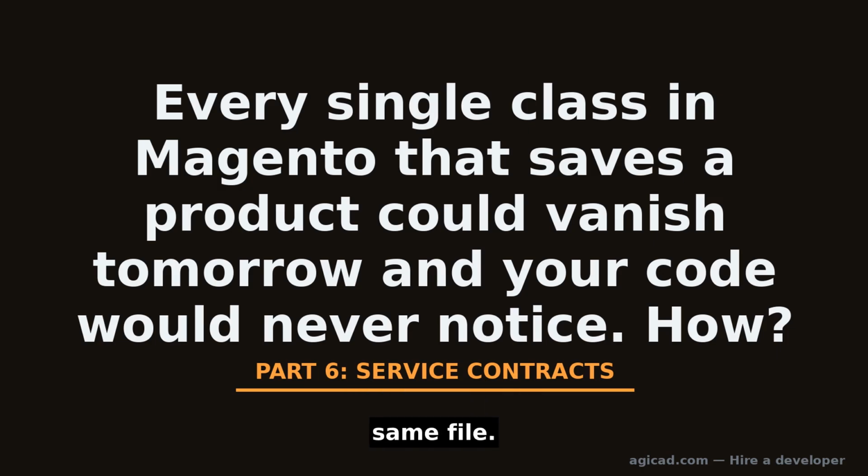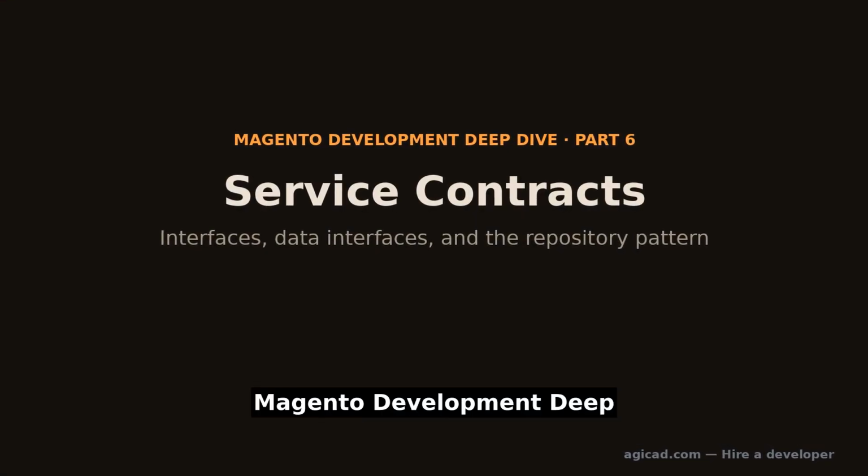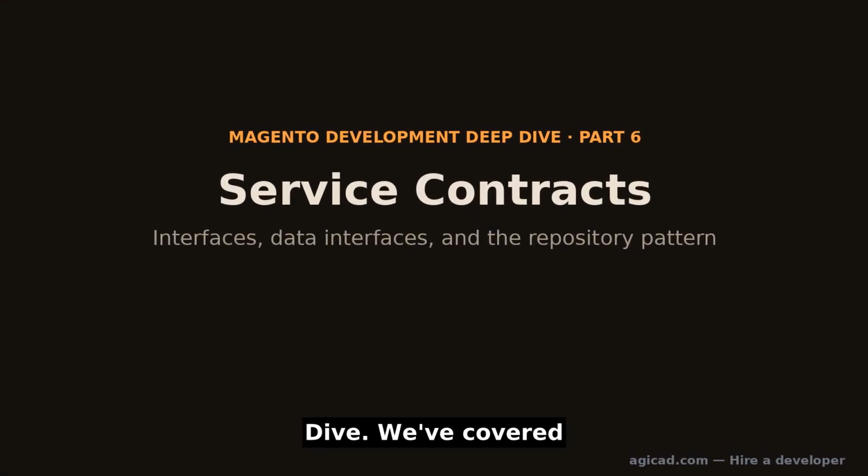Welcome back to Magento Development Deep Dive. We've covered dependency injection, plugins, and events, 3 ways Magento lets code hook into other code. Part 6 covers something different, the contracts Magento itself is built out of.